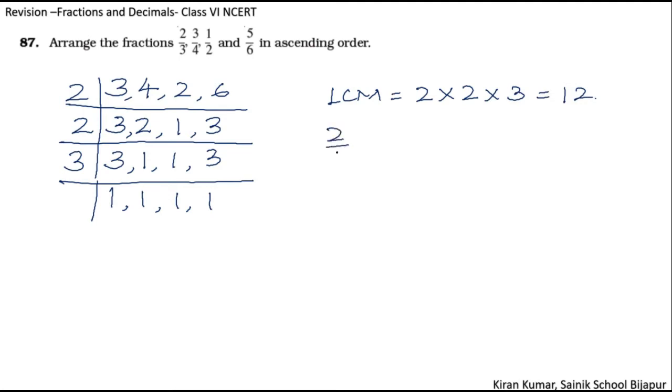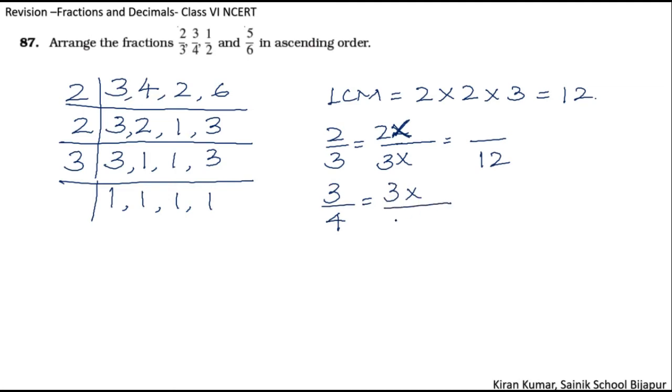So 2 by 3 is same as 2 by 3. I need to multiply some number to both numerator and the denominator to make 12 in the denominator. The same thing should be done to all these numbers to get the common denominators. So 1 into something, 2 into something, that should give denominator 12.